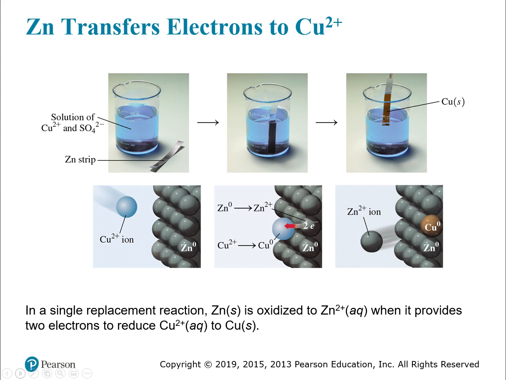This is another example of a redox reaction. It's a single replacement reaction. You've got zinc being oxidized to zinc 2+. If you have a solution of copper(II) sulfate, which is a very pretty blue, and you add a zinc strip, wait a little bit, and what you'll see is the copper will start to plate onto that zinc strip, and you will have released some zinc ions into solution.